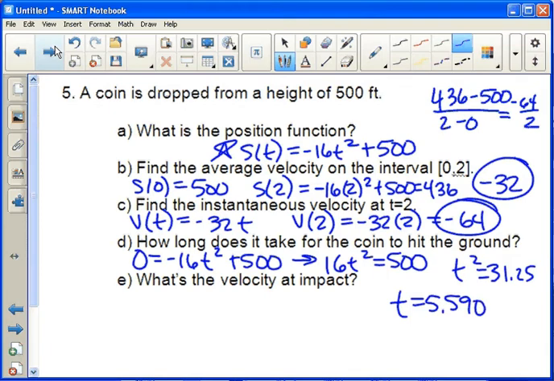E, what's the velocity at impact? So again, we're looking for the velocity at a specific time, so we use the derivative, which is the velocity equation, and we plug in our time, which is 5.590. We get negative 178.885.